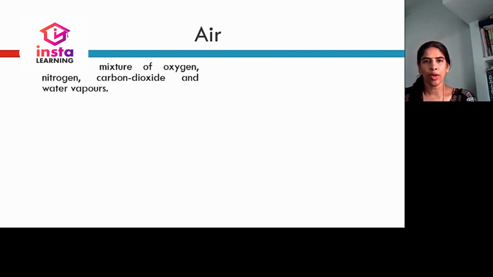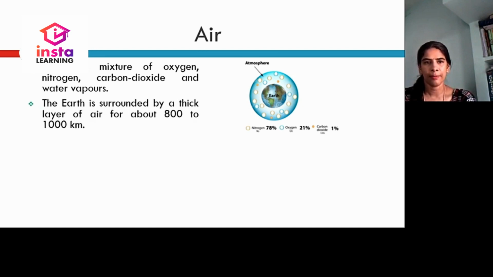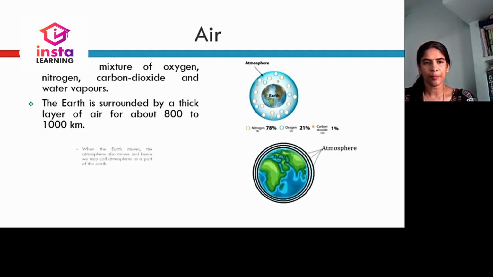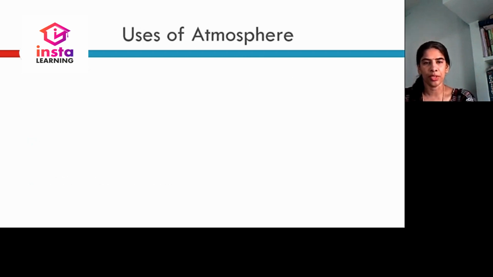Air is a mixture of oxygen, nitrogen, carbon dioxide, and water vapors. Nitrogen is present in air with a percent of 78, oxygen 21%, carbon dioxide 1%. The Earth is surrounded by a thick layer of air for about 800 to 1000 kilometers. When the Earth moves, the atmosphere also moves, and so we call atmosphere a part of the Earth. The atmosphere is held around the Earth by gravity.